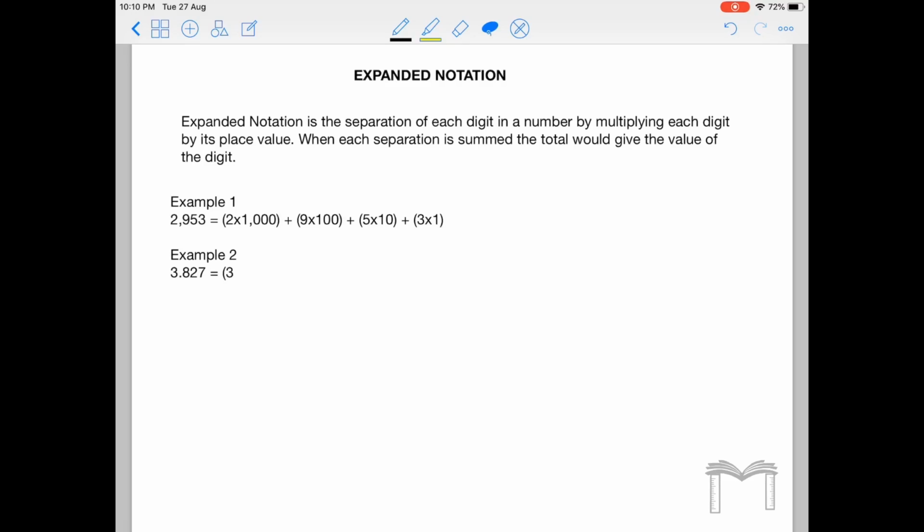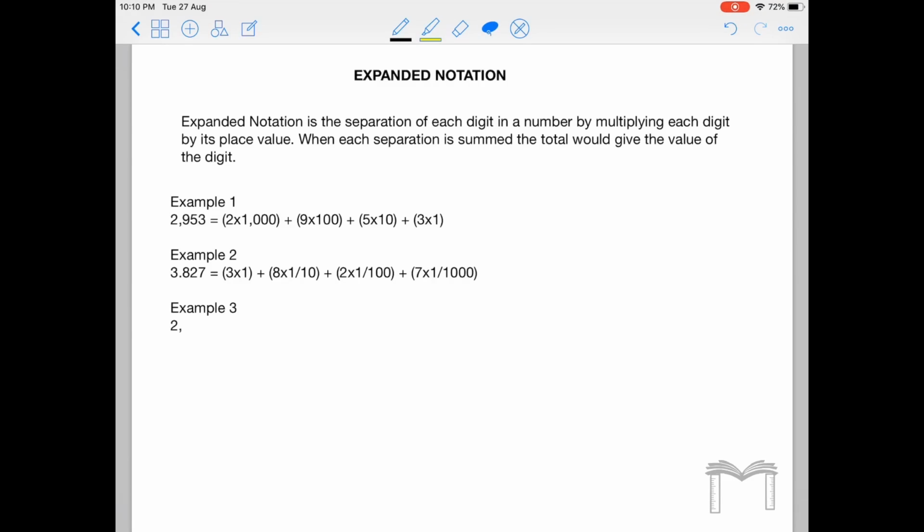The 3 is in the ones column, so that's 3 times 1, plus the 8 is in the tenths column, so that's 8 times 1/10, plus the 2 is in the hundredths column, so that's 2 times 1/100, plus the 7 is in the thousandths column, so that's 7 times 1/1000.